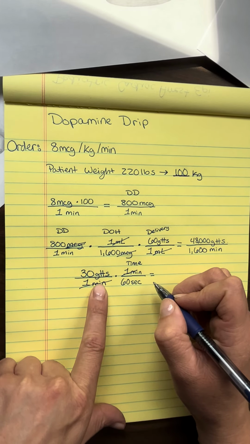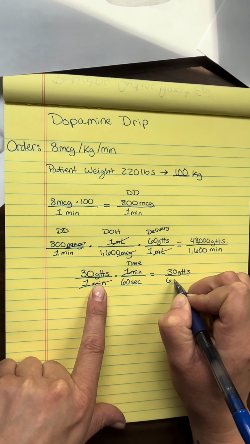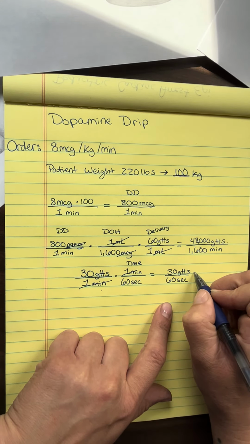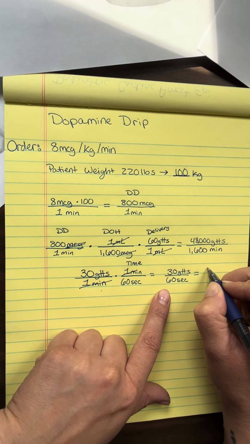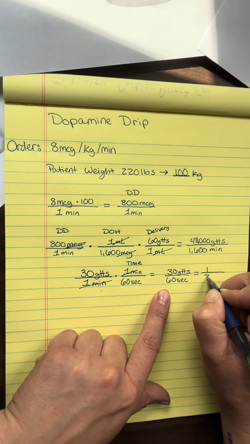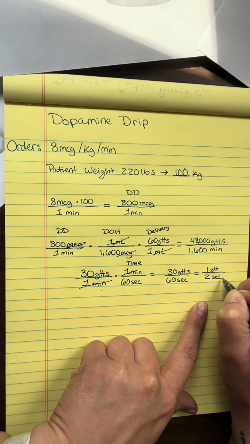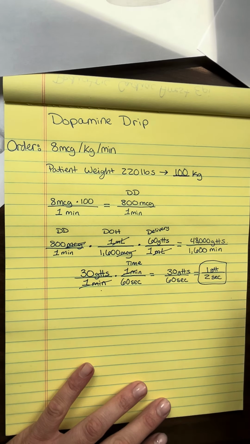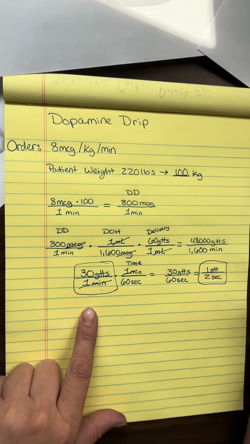This gives me 30 drips in 60 seconds. And then after that, we just continue to reduce it. 30 goes into 60 2 times, so 1/2. So we have 1 drip every 2 seconds. So this is our real life answer. This is how we're going to set up our drip. And this is potentially our test answer question.